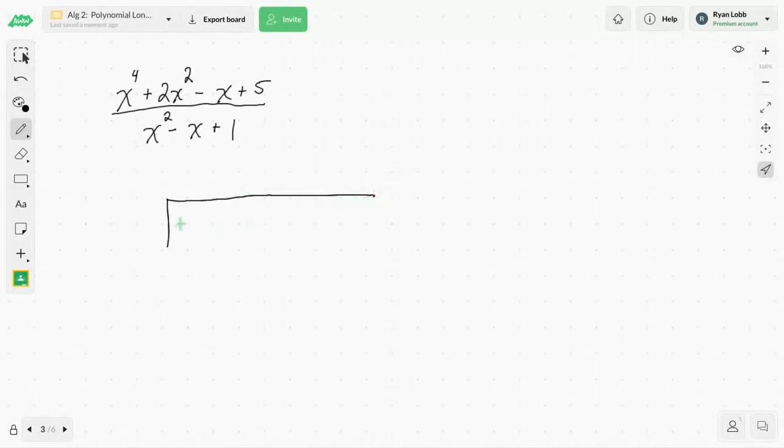Now, ready? x to the fourth. Here's something. Pay attention to this. Every power counts, and it's going to help line stuff up and stay orderly. There's no x cubed here. So anytime you're missing a term, put a little 0x cubed here. All right, it's a little placeholder. Okay. So 0x cubed. Then plus 2x squared.